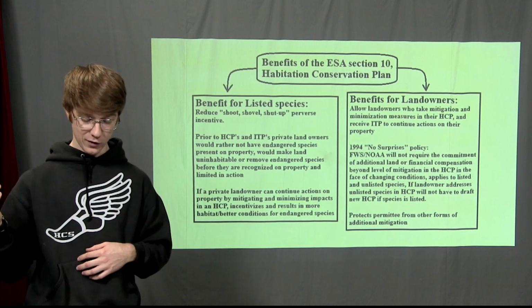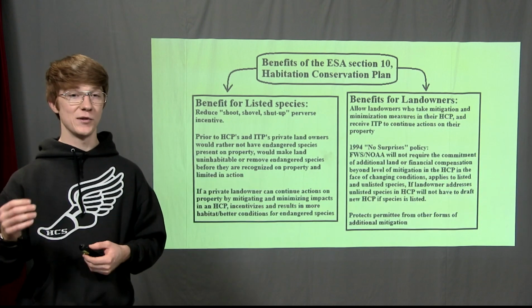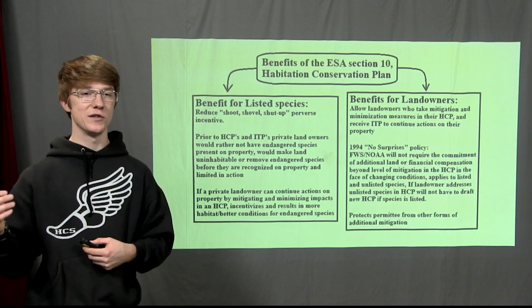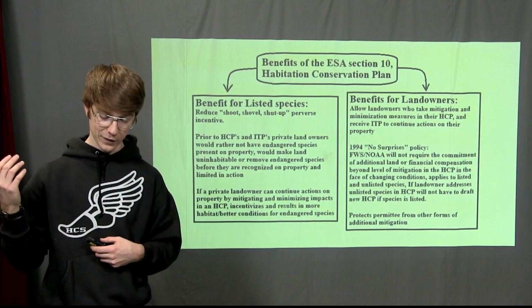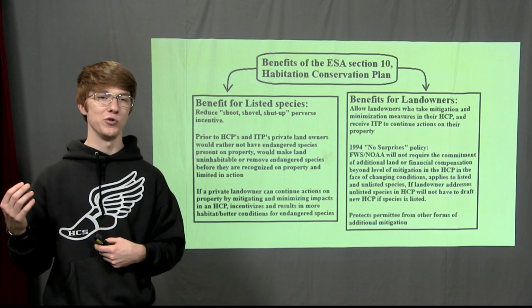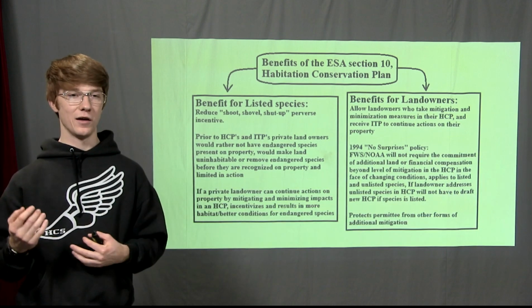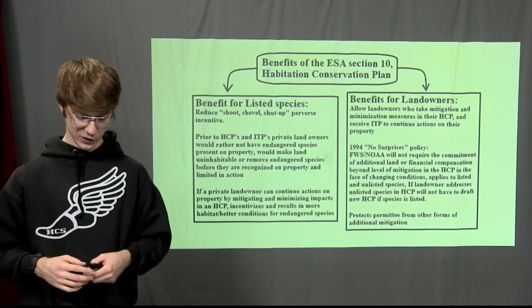And in the original 1973 ESA, it was the same as listing a species. It was to be based solely on best available science. However, that was changed after TVA v. Hill in 1978 to also include an economic analysis as well as other site-specific considerations.